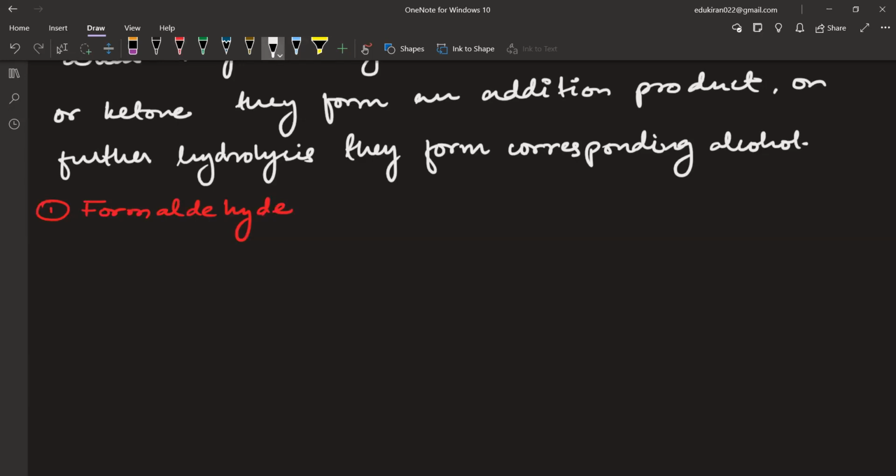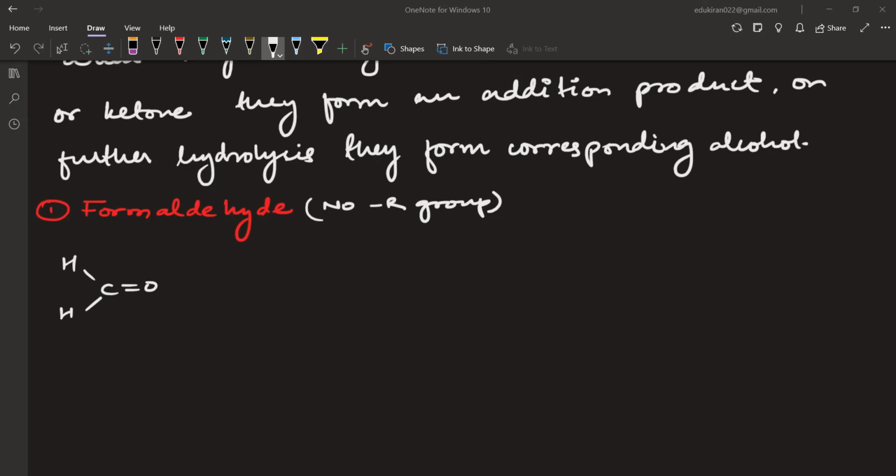That means a carbon atom with a double bond to O, and both the groups attached to the carbon are hydrogen. So for formaldehyde, in brackets you will write no R group. That means you don't have any alkyl group. I hope you are comfortable with alkyl groups now. An alkyl group can be CH3, C2H5, C3H7, anything. R group is any alkyl group. It has no alkyl group, no carbon atom.